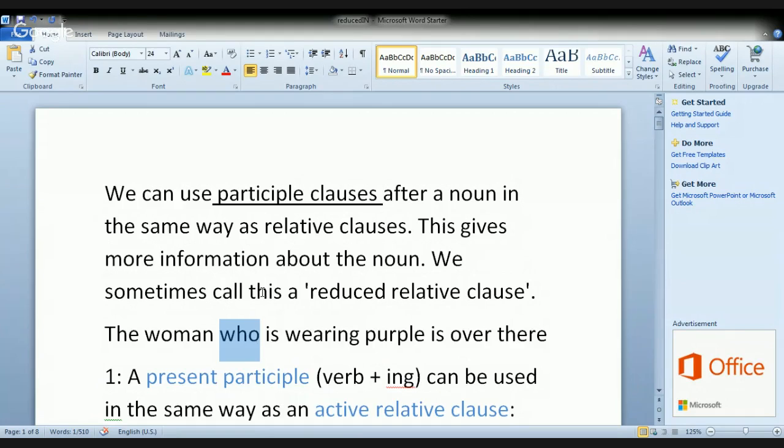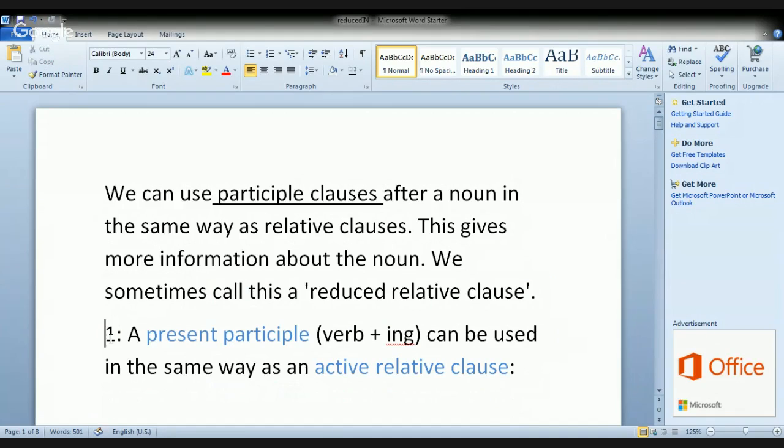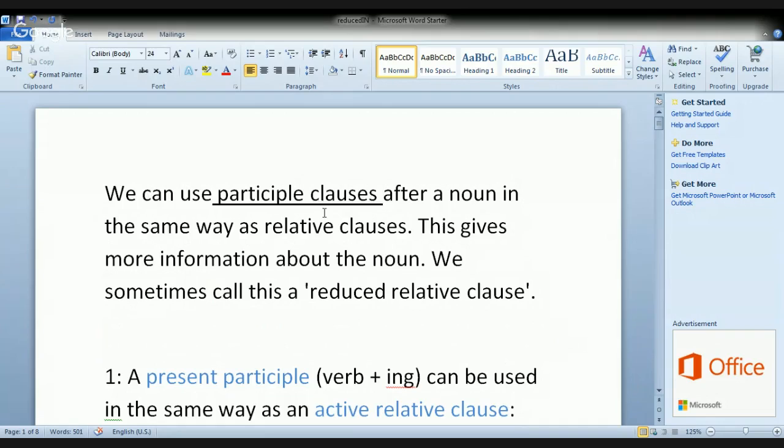If I go into the room and I say, hey, I'm looking for a woman who's wearing purple. Basically, this is one way that we can say it. Instead of saying, oh, the woman is over there. Well, you need to be a little bit more specific, and that's why we would say the woman who is wearing purple is over there. Okay, so that's an example of a normal relative clause. We'll get that out of the way.